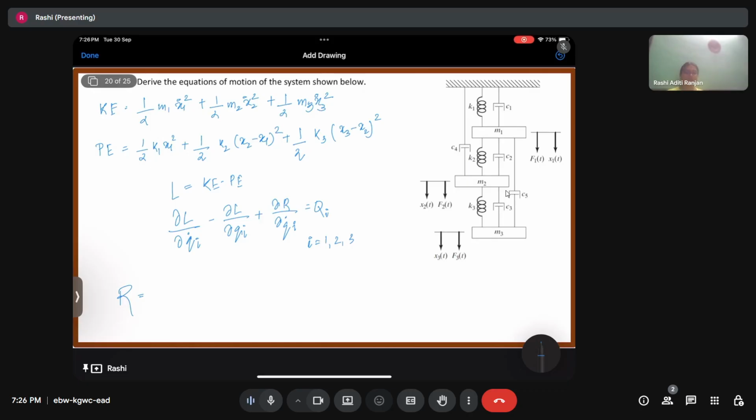So for the first dashpot C1, there's only absolute displacement x1, so it will be half C1 x1 dot square, plus, for C2, if you look, we have the relative velocity, right? Because C2 connects M1 with M2. So definitely the relative velocity between M1 and M2 is going to give the value of the Rayleigh dissipative potential, right?